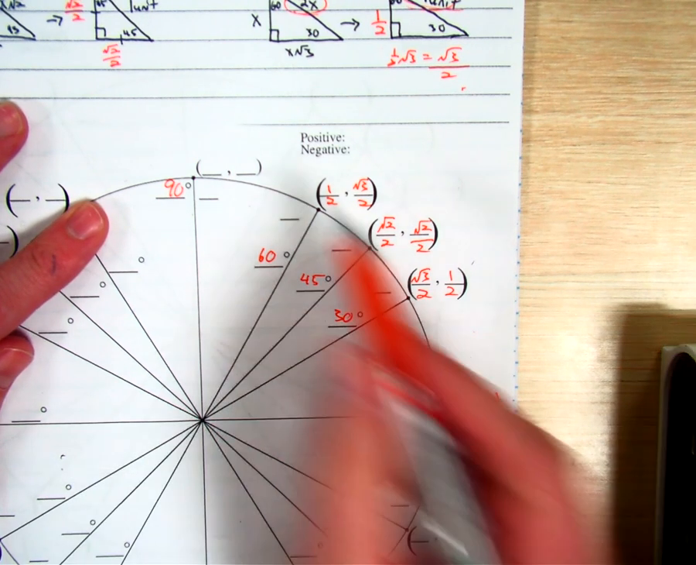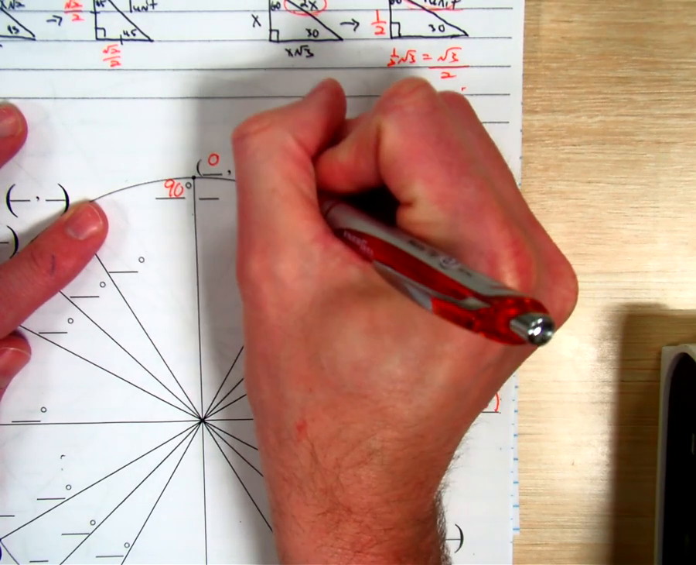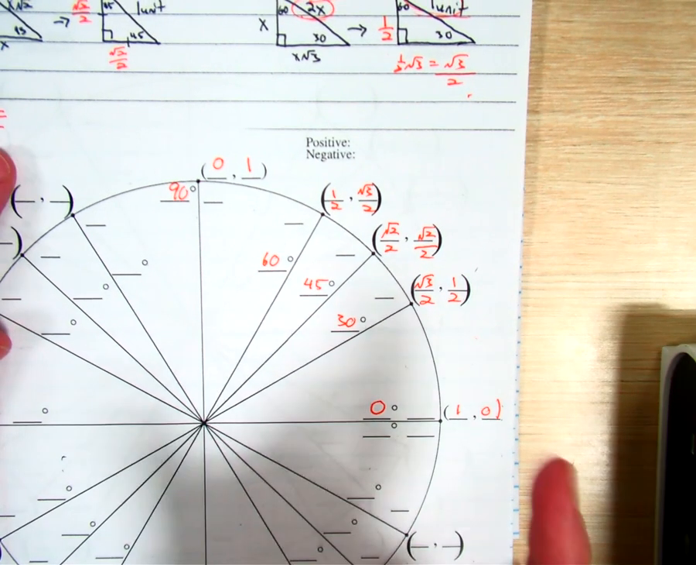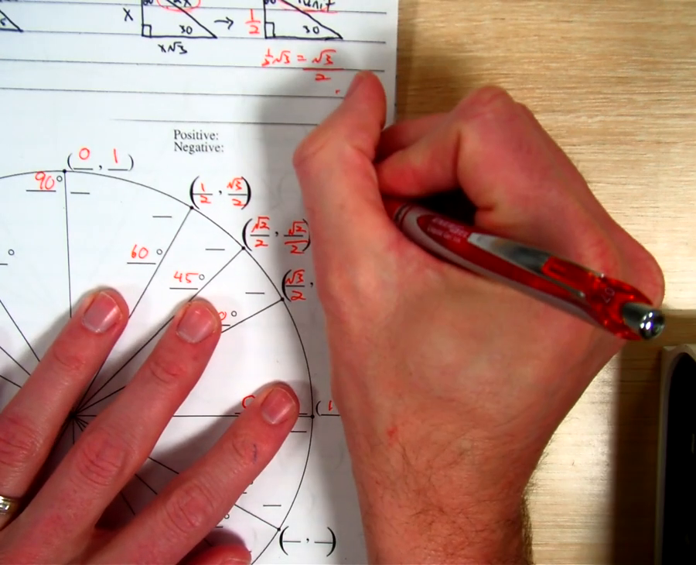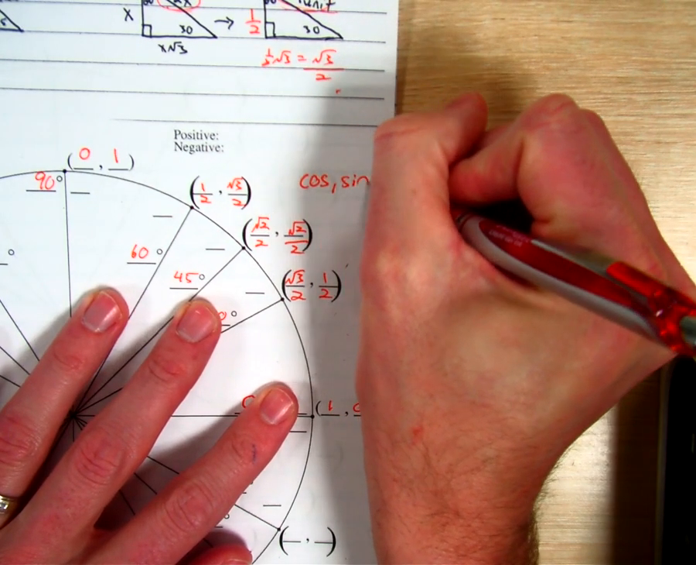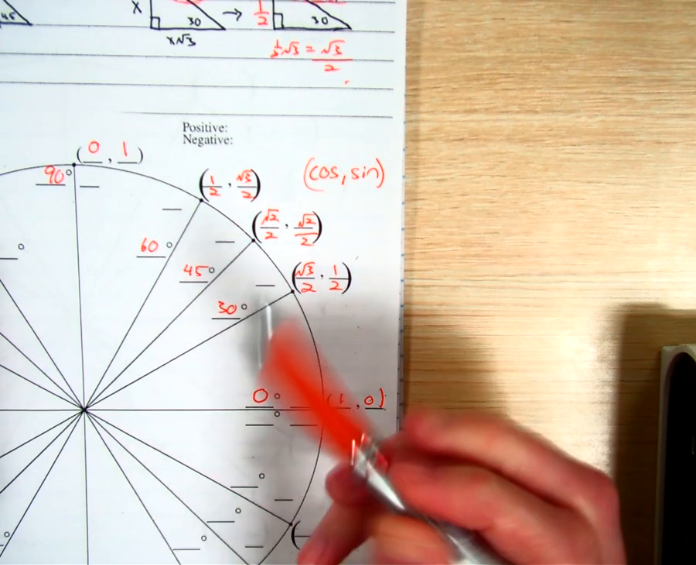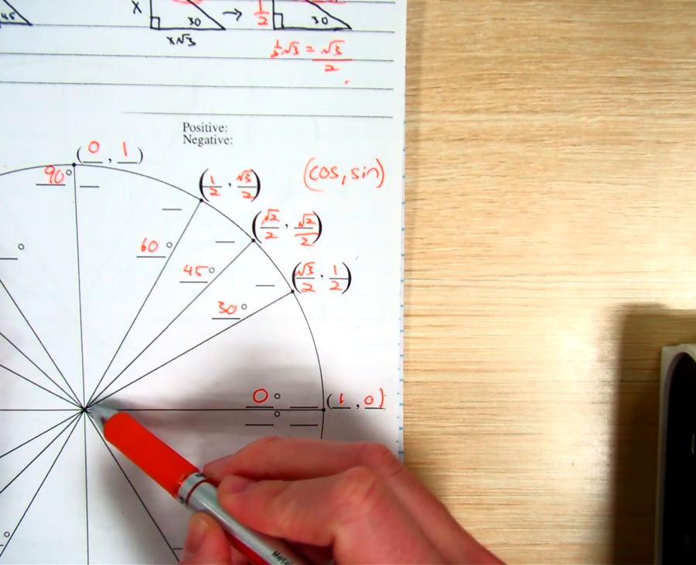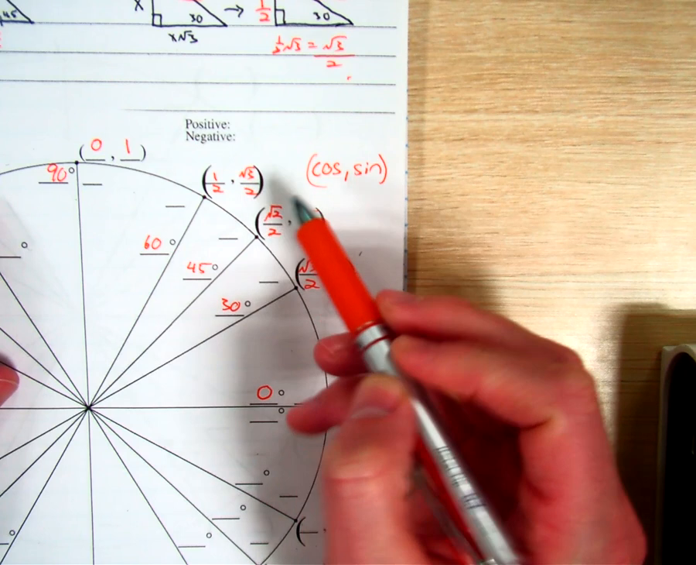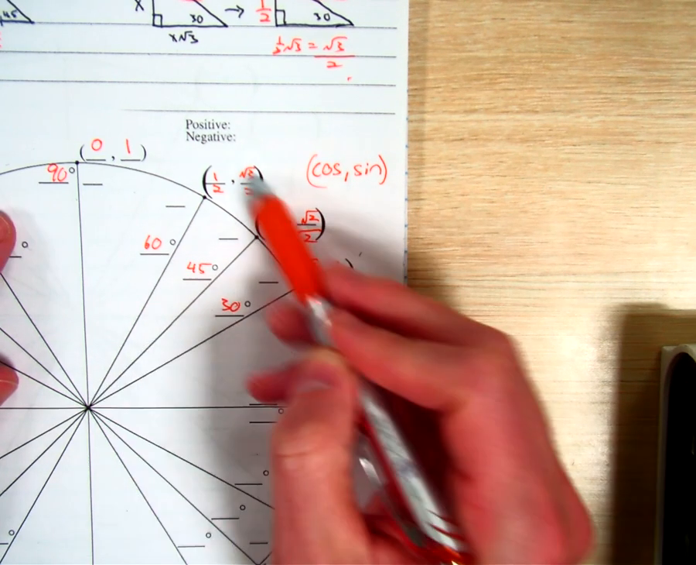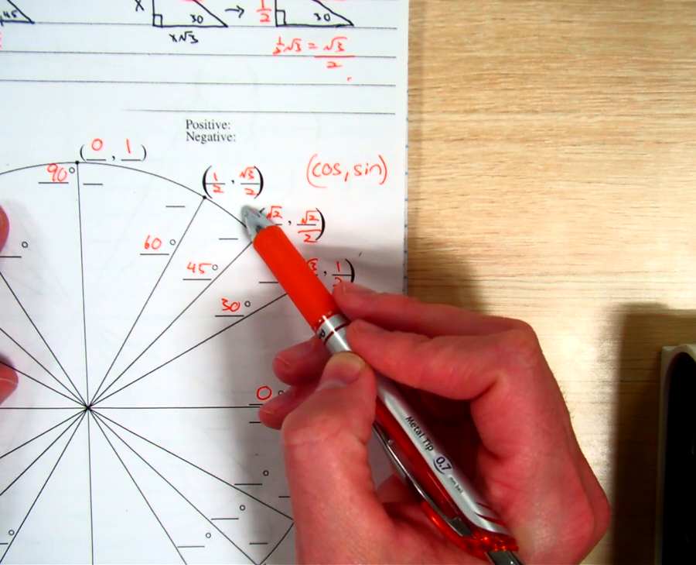When we get to 90 degrees, we're not any over, so 0 left and right, and all up: (0, 1). I didn't tell you which one's which. These are all going to be of the form cosine, comma, sine. The cosine value is the x-coordinate, and the sine value is the y-coordinate. So cosine of 60 degrees is a half. Sine of 60 degrees would be the y-coordinate, radical 3 over 2, like 0.866.